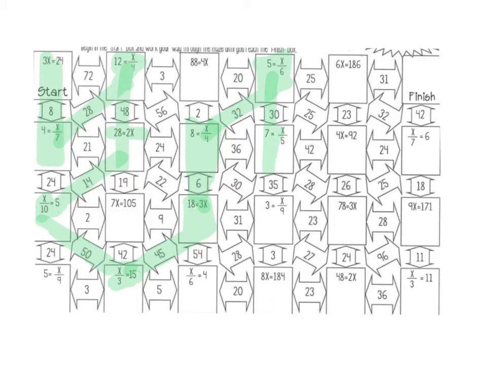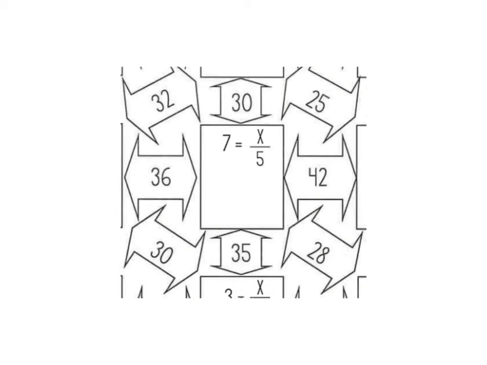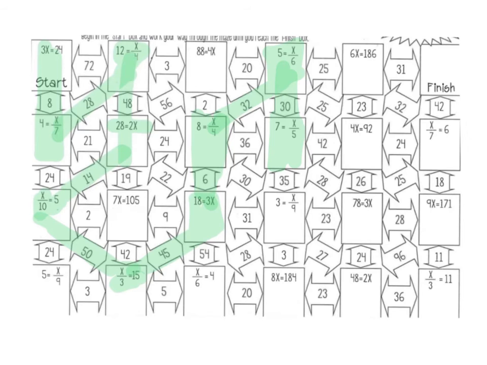Alright, going down, our next one is going to be 7 is equal to x over 5. And now to do this one here, we are going to isolate the variable again, so we're going to do the inverse of dividing by 5. We're going to multiply by 5. On the left side and the right side, I get 35 is equal to x. So we're going straight down.